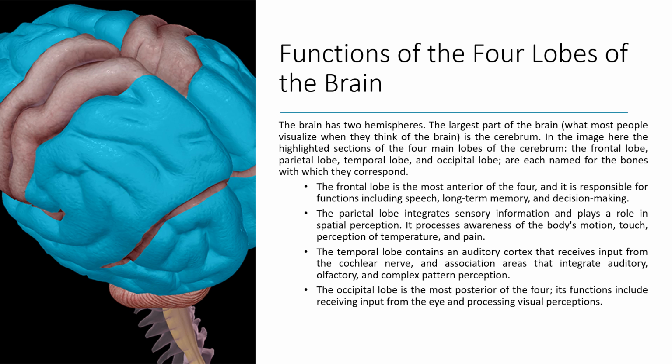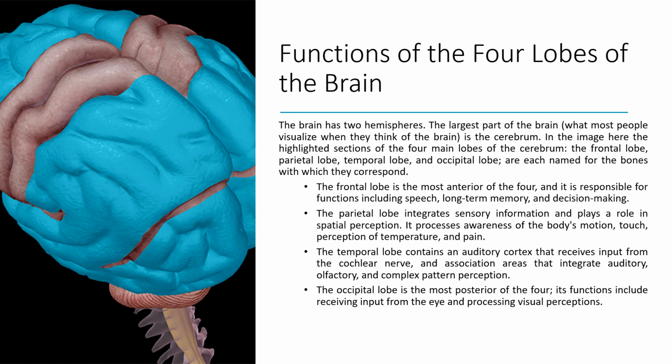The frontal lobe is the most anterior of the four, and it is responsible for functions including speech, long-term memory, and decision-making. The parietal lobe integrates sensory information and plays a role in spatial perception. It processes awareness of the body's motion, touch, perception of pain, and temperature.